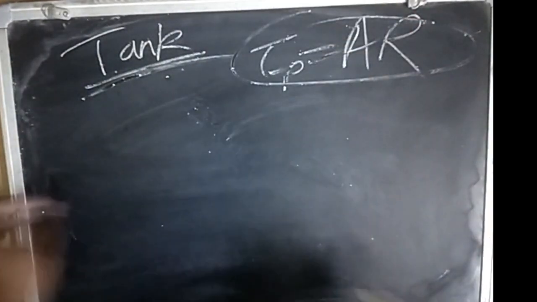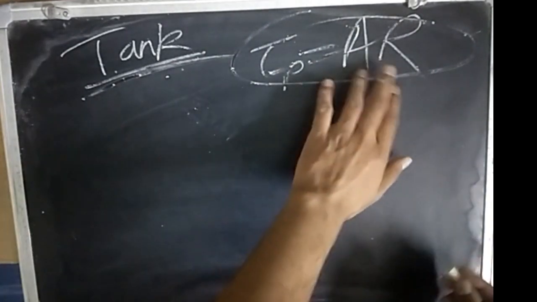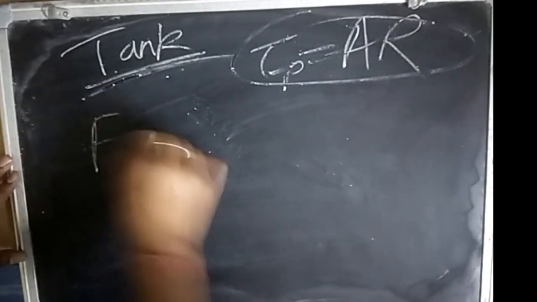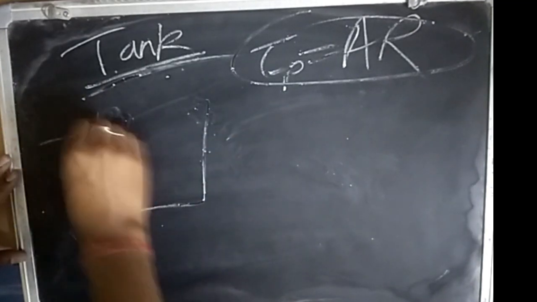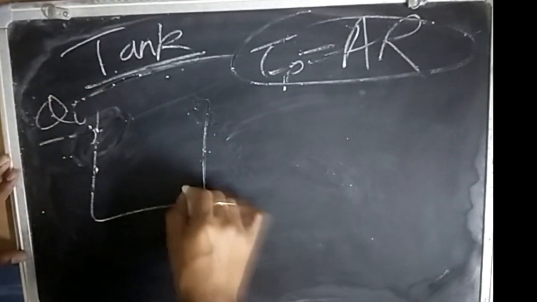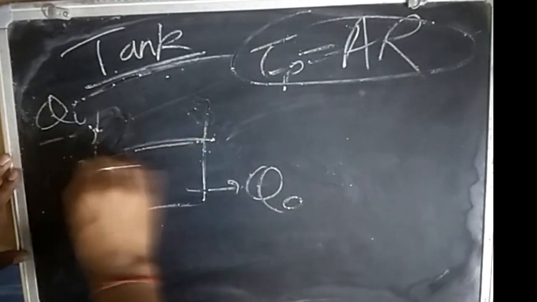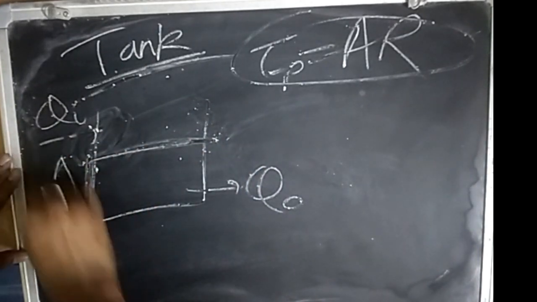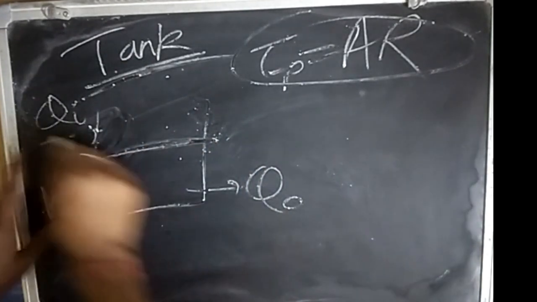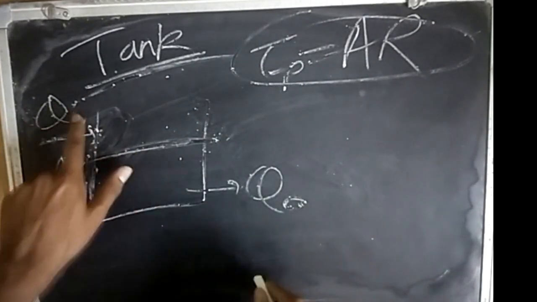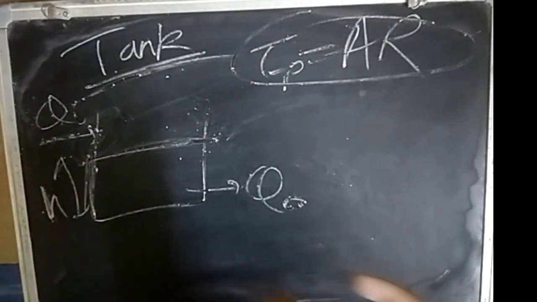What is A, what is R? Let me write it. So let me first draw the tank. This is my tank. Some qi is coming in and qo is going out, and this height will actually change. So this is my height of the tank, and this will change according to this qi. Also this qo will change according to this qi, because qi is my disturbance here.